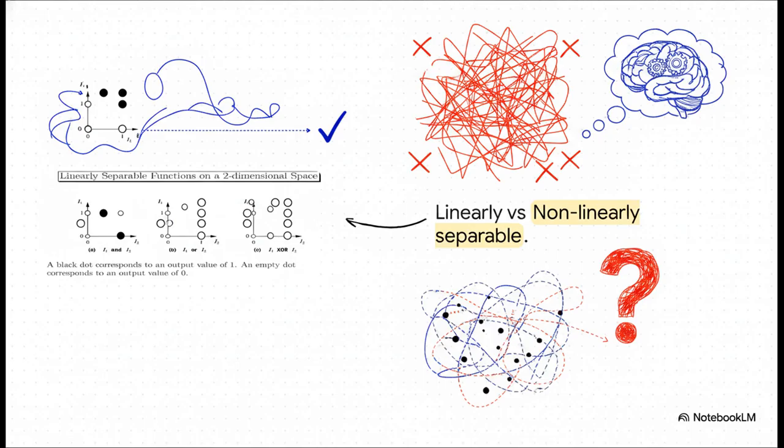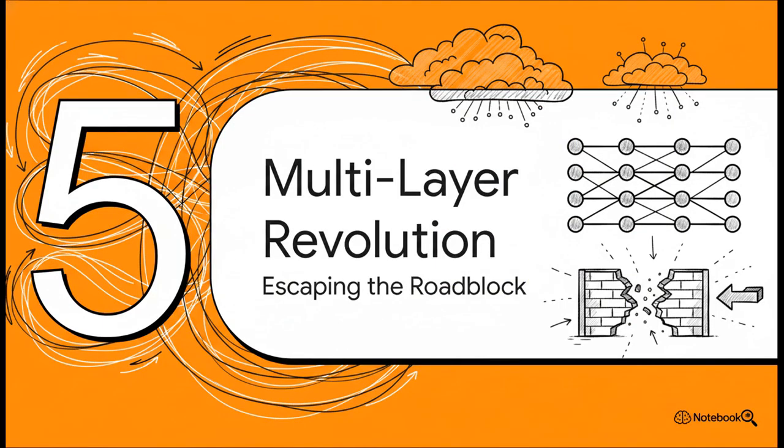Let's contrast these side by side to really prove the point. For the solvable AND and OR scenarios, a single dotted line easily slices the black dots away from the white dots. But for the XOR scenario, it stands defiant. A simple straight line just cannot divide them. And here's the kicker. Because most of the complex functions we actually want a computer to solve in the real world are not linearly separable, the single-layer perceptron was suddenly viewed as a total dead end. AI was literally stuck.